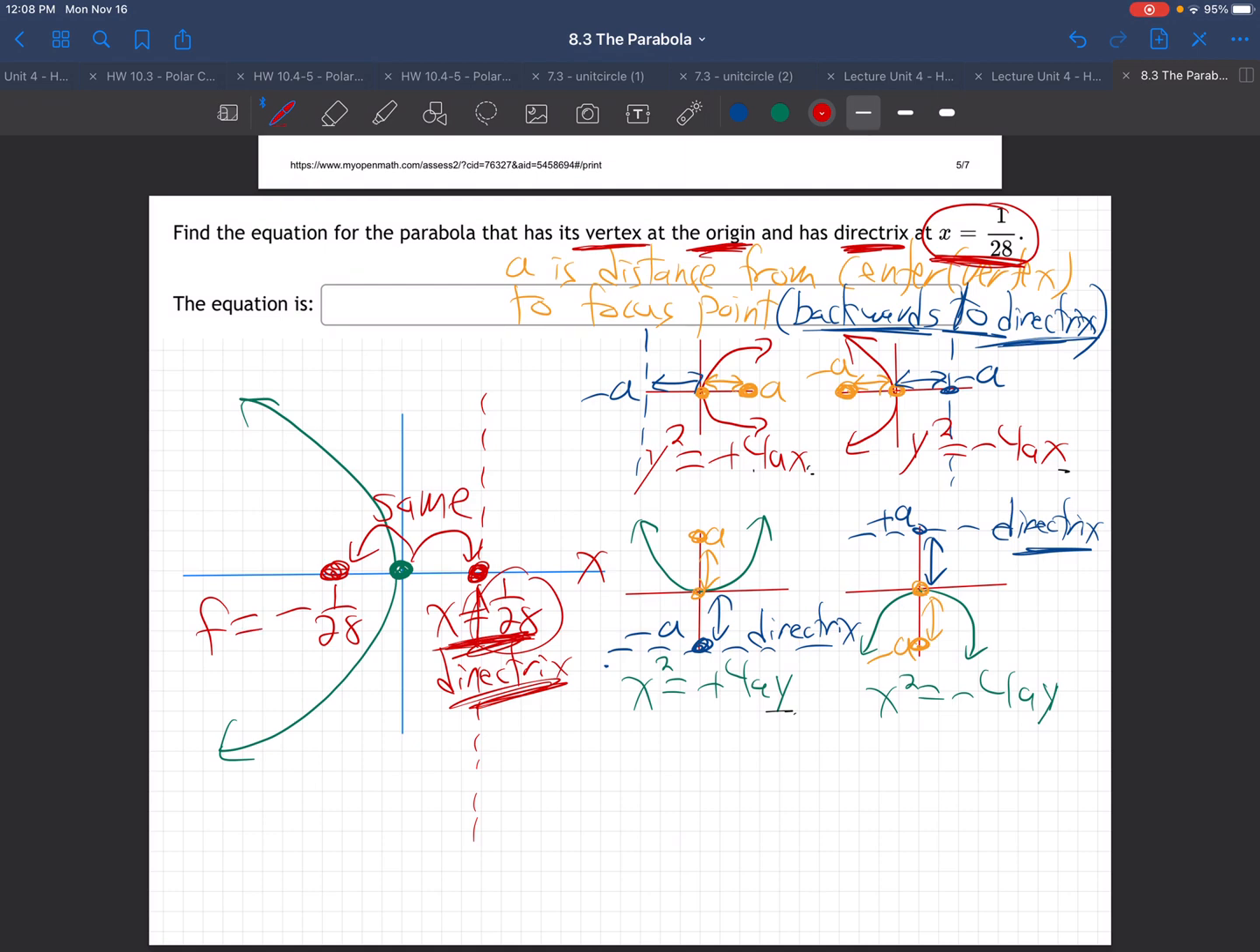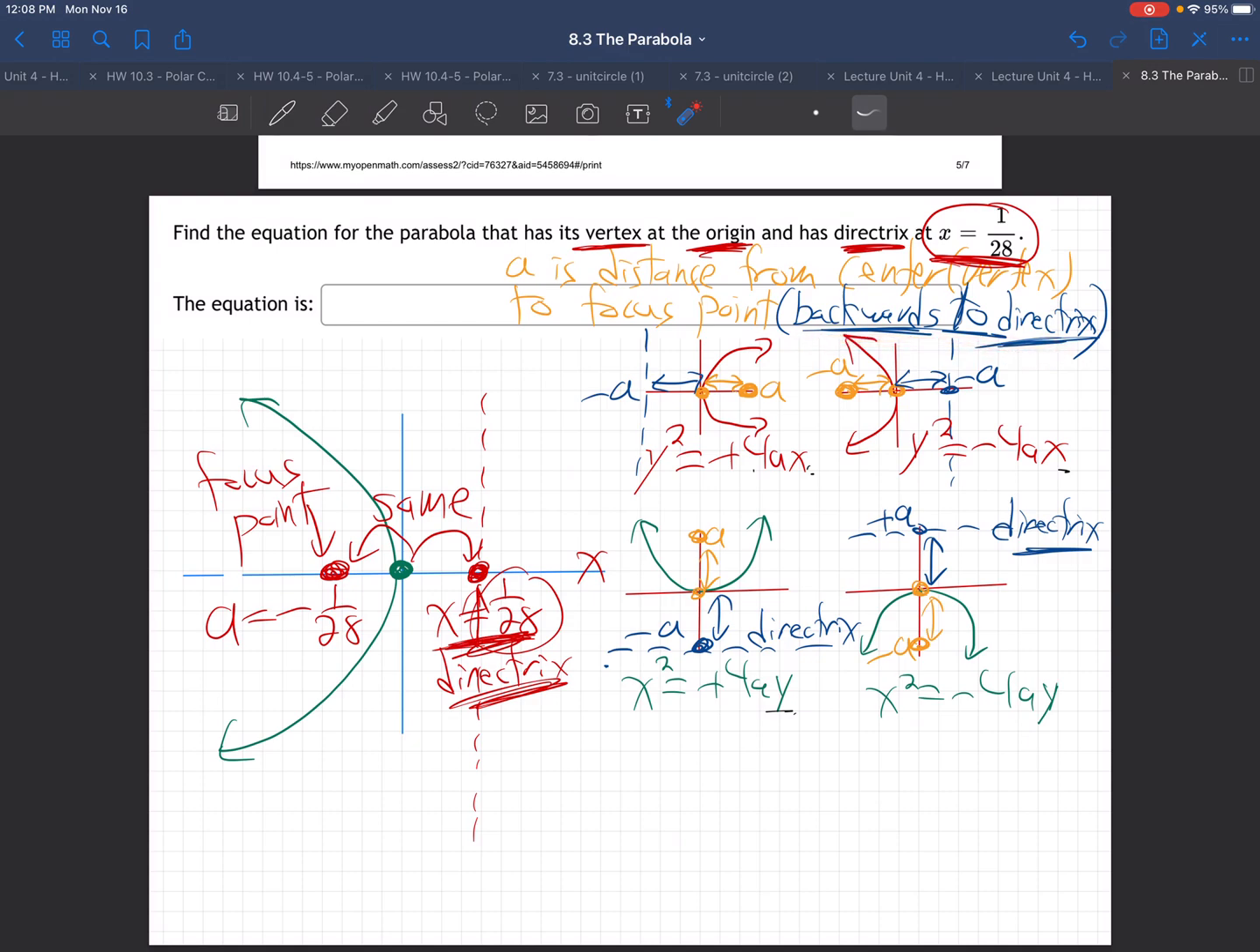That's where the focus point is, that's the A, in other words. That's the A. This is the focus point, right? Did you catch that in my diagrams over here? A is the distance both backwards to the directrix line and forward to the focus point, right? The center of the parabola is right in the center of the focus point and the directrix line. So if this is positive 1/28, this has got to be negative 1/28, and that's A. A is the distance from the center to the focus point and backwards to the directrix.